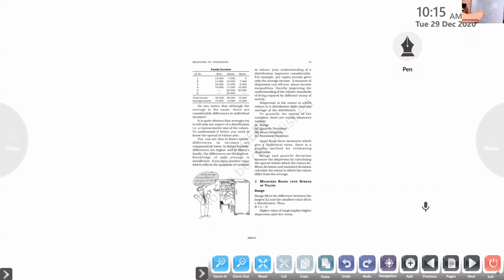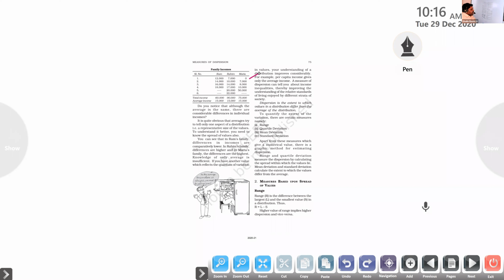Next one, Rahim's family. All are working and their salaries are different: 7, 10, 14, 17, 20, 22. Altogether 90,000, and members are 6 in number, so 90 by 6 gives 15,000. In Maria's family, the first person is not working, so salary is 0. Her father's salary is too high, nearly 50,000. Others 7, 8, 10. Altogether 75 divided by 5, you get 15.